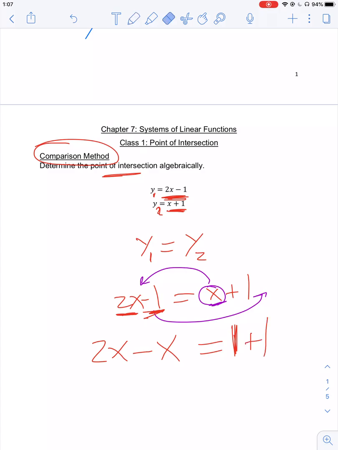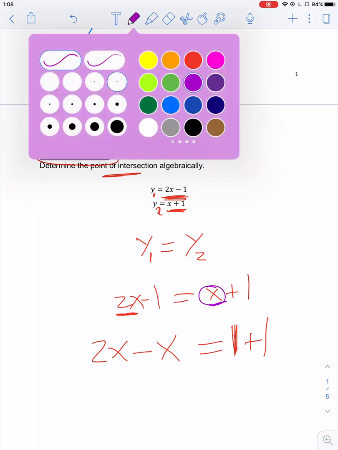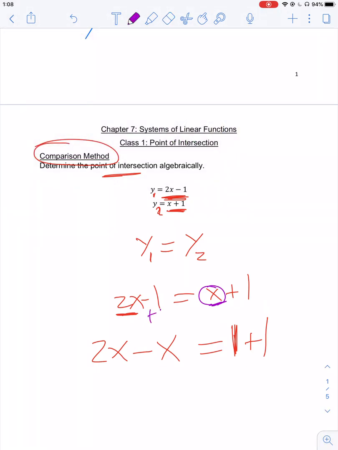Another way is to do the opposite. So if this was minus 1, then you do plus 1 on both sides, so this will disappear. This is plus x, then you do minus x, and this will disappear. It doesn't matter how you do it, you're going to get the same thing.